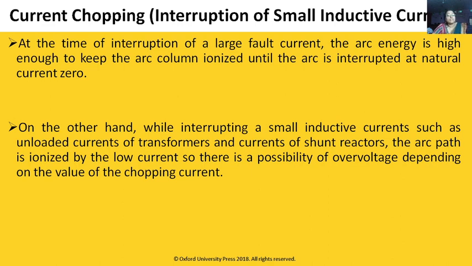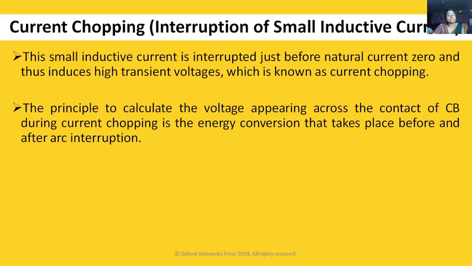So there is a possibility of overvoltages depending upon the value of the chopping current. Because of this low current, it gets interrupted before its natural zero. This small inductive current is interrupted just before natural current zero, and as current is low, voltage is very high, which induces high transient voltages. This is known as current chopping.